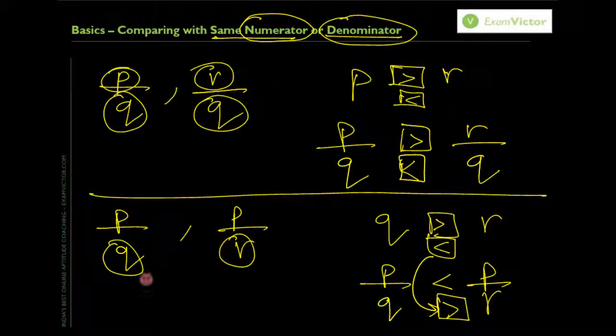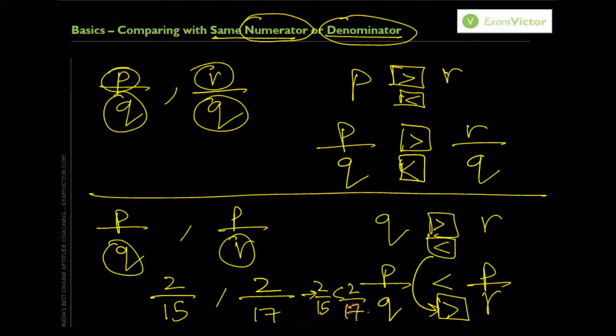I'll show you this with an example of what I mean. Let's say this is 2 by 15 and this is 2 by 17. Now you can understand, right? 2 by 15 is obviously a greater number than 2 by 17, even though 15 is less than 17. Since 15 is smaller than 17, 2 by 15 is greater than 2 by 17.